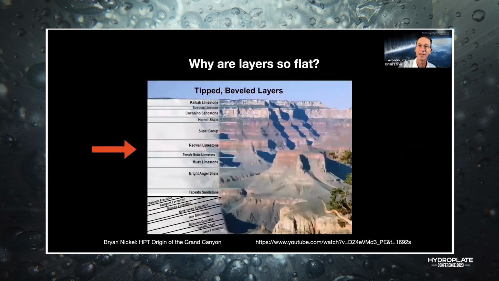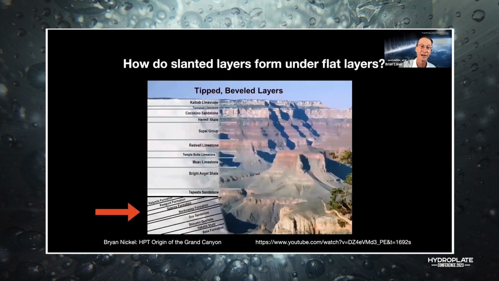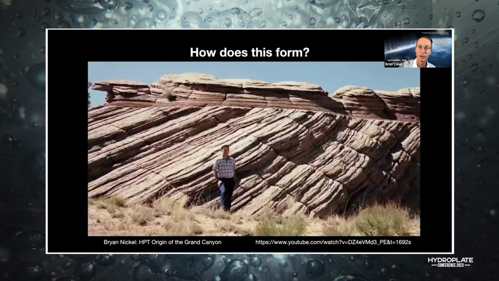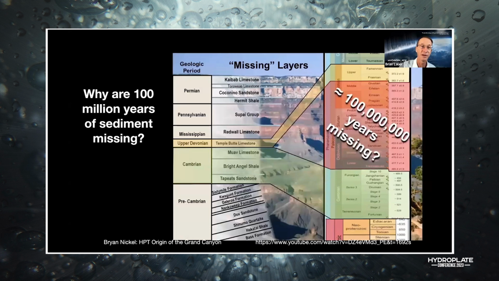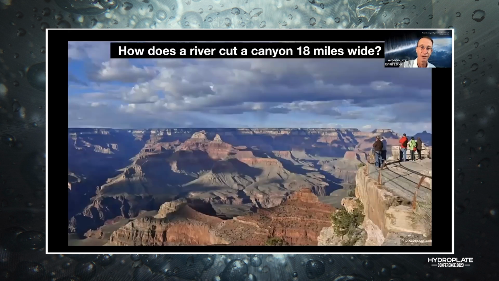And then other ones, why are layers so flat? Helen talked about that. Why isn't there any erosion between the layers? Why are there slanted layers under the flat layers? This is Walt Brown standing in front of one of those. And why are seven of the 12 geologic columns missing? Why is that? And why are there 100 million years of sediment missing according to their timeline?